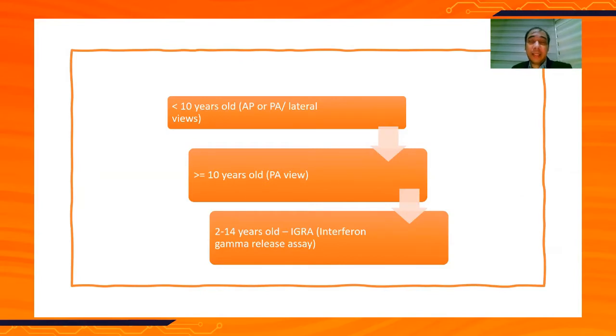Now, for latent TB infection screening, child applicants less than 10 years old who receive a chest X-ray should have a standard AP or PA view as well as a lateral view. For applicants 10 years old and above who receive a chest X-ray, a standard PA view is done.